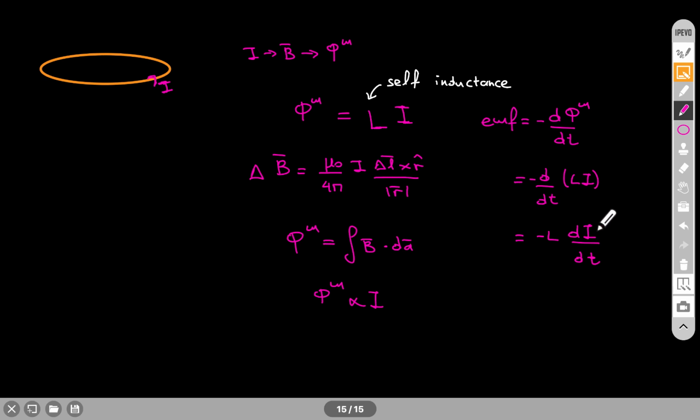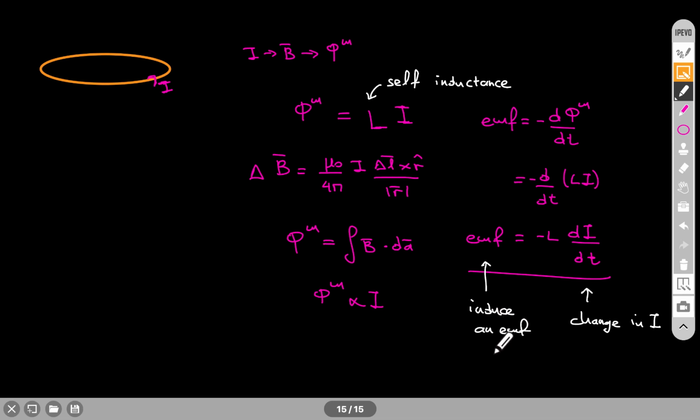Now, what does this mean? Okay, this is the induced EMF. I want to remind you, I have a single loop. This is the current that flows through the loop, and this is the induced EMF in the same loop. Which means anytime you have a change in the current, due to that change in the current, you will induce an EMF, importantly, on the same loop.